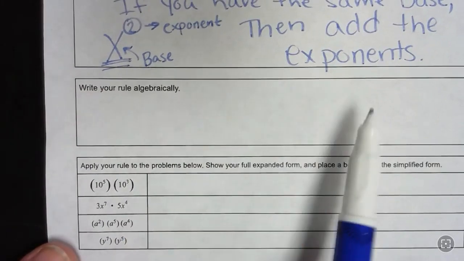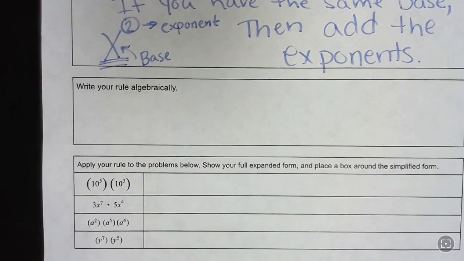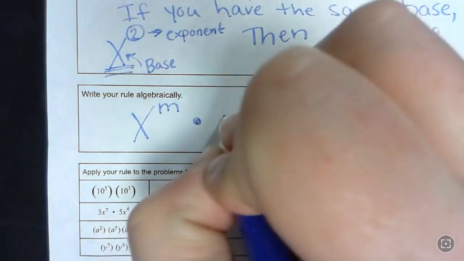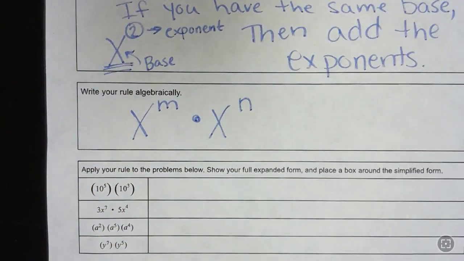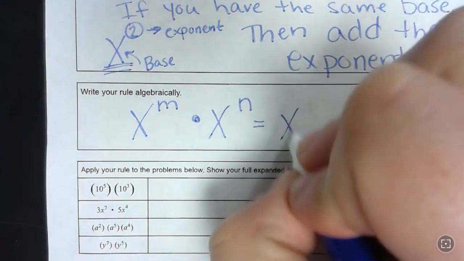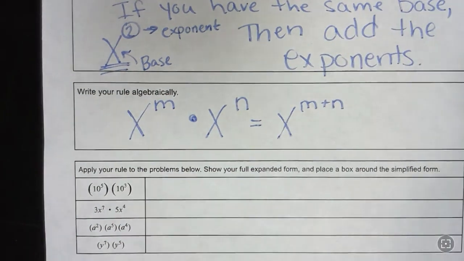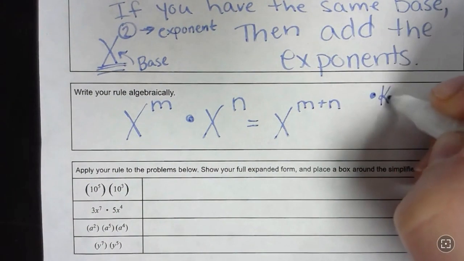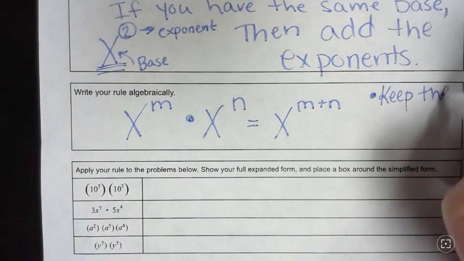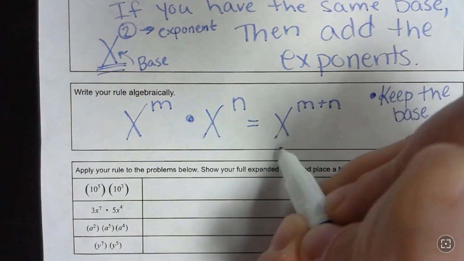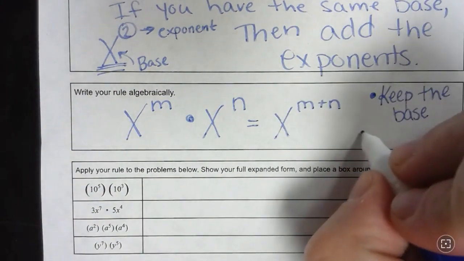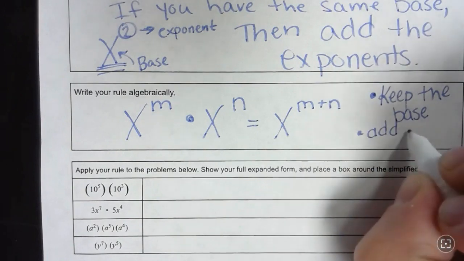Next, it says write your rule algebraically. That means give an algebraic expression using letters that you can kind of plug into. So here it is. x to the m power times x to the n power, we're using letters here, equals x to the m plus n power. And for this to work, you keep the base the same. The base is the larger number, remember? And then you add exponents.